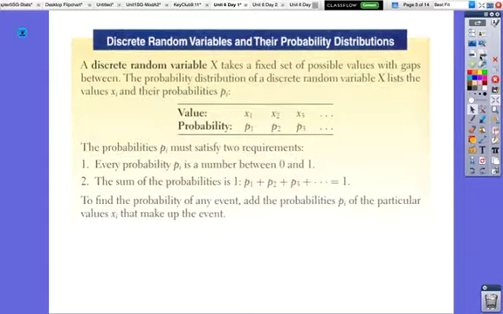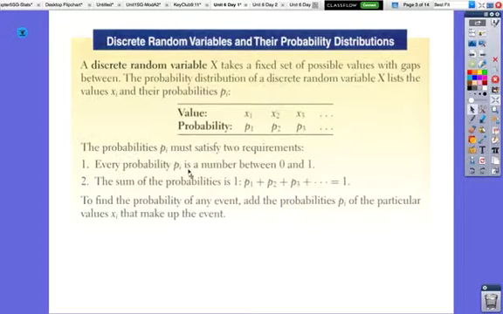A discrete random variable, x, takes a fixed set of possible values with gaps between. The probability distribution of a discrete random variable lists the values x sub i and their probabilities p sub i. And like the 1, the 2, the 3, those would all be separate discrete random variables. The probabilities p sub i must satisfy two requirements.